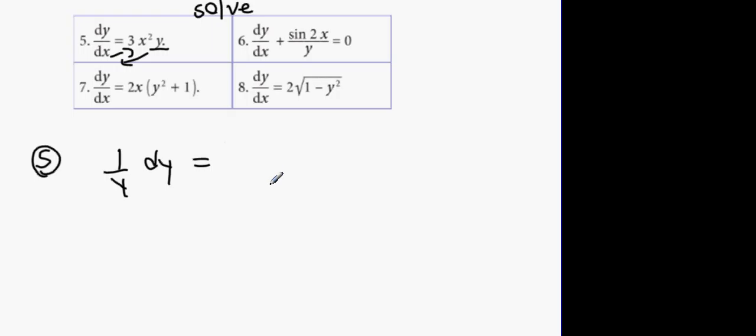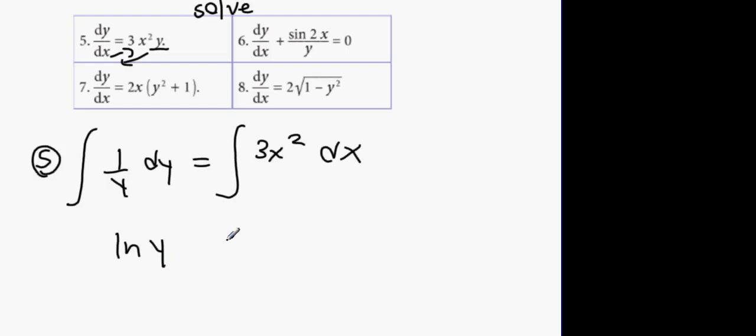equals 3x squared dx. We're going to integrate both sides. This time we have no limits, okay? So when we integrate both sides, we're going to get ln(y).